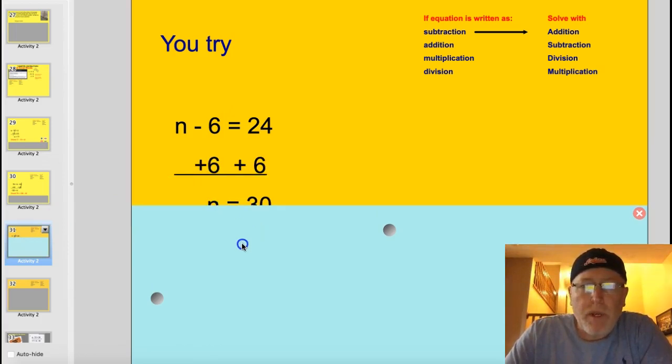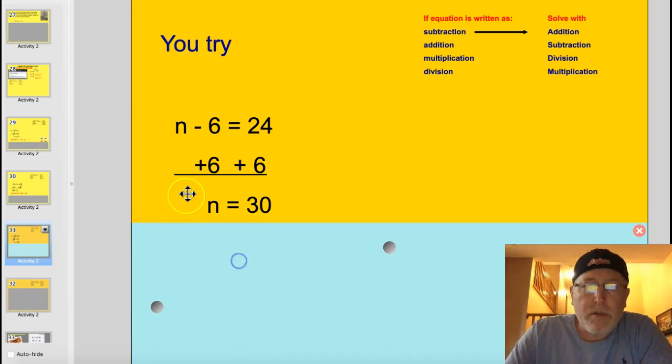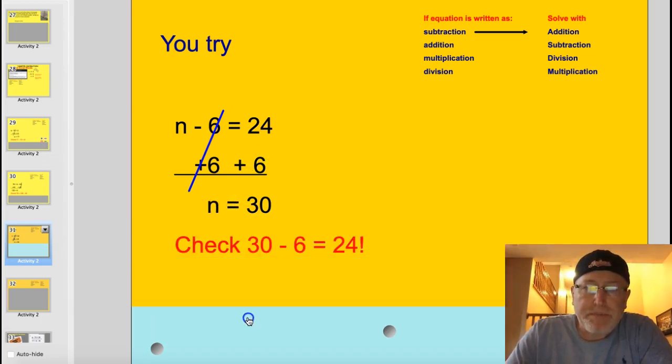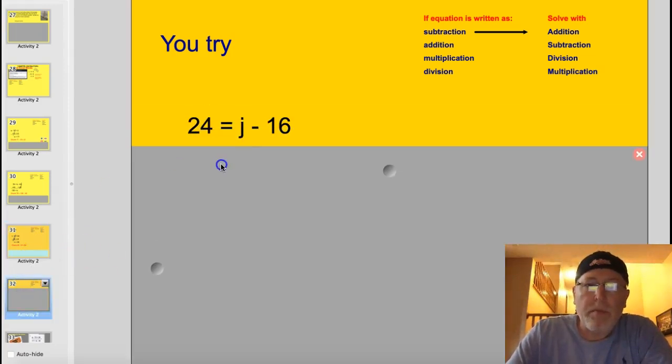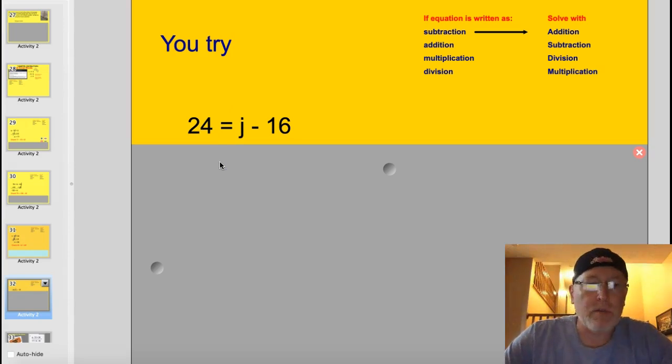All right. We isolate it by adding 6 to both sides. You end up with, cross those off, make sure you show the cross off, you end up with n equals 30. Check it. 30 minus 6 equals 24. Boom. Done. One more. And we're on to the ticket to the show.